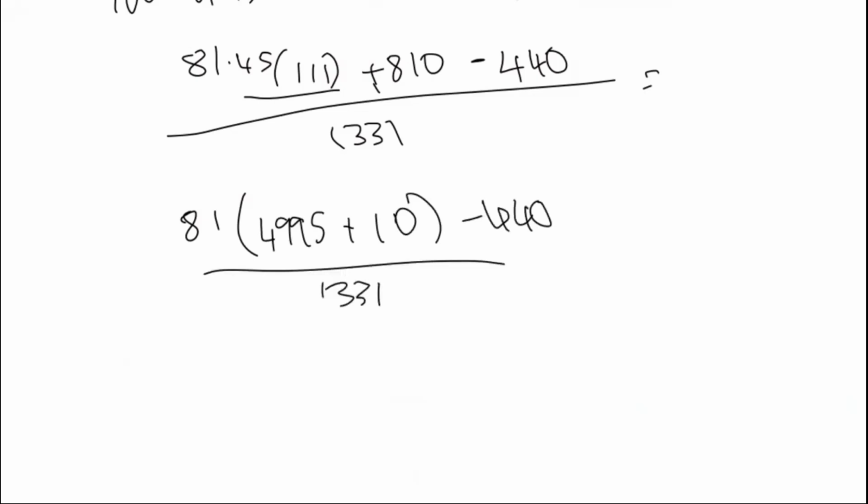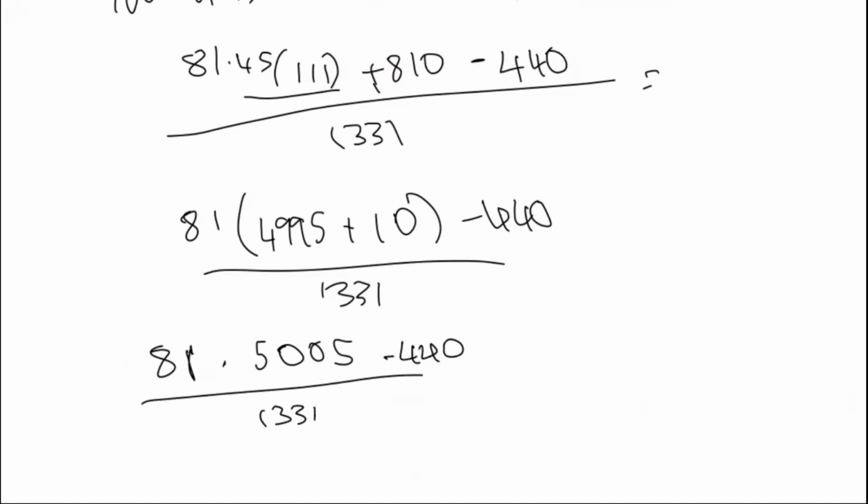So this is 5005, right? Yeah, sorry. And it's times 81 minus 440 divided by 1331. So then this is 5 times 81 times 1001 minus 440 divided by 1331. And so this is 5, this is 405.